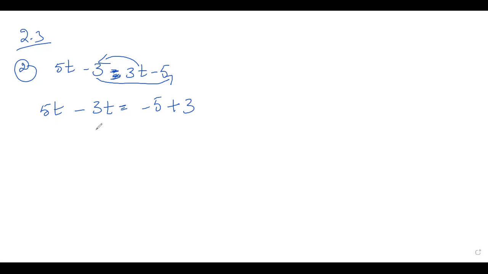5t minus 3t, that is 2t. So minus 5 plus 3, minus 5 plus 3. Both have opposite signs, so you have to subtract the numbers, and the bigger number has the minus sign. So put the minus sign, that is minus 2. 2t is equal to minus 2.